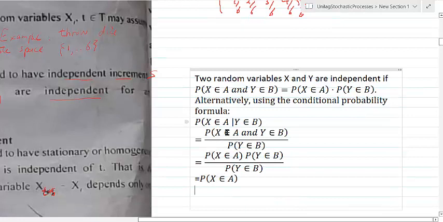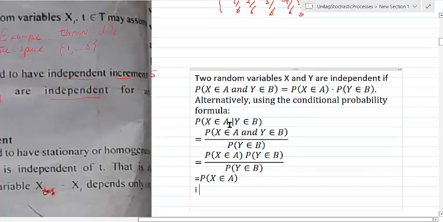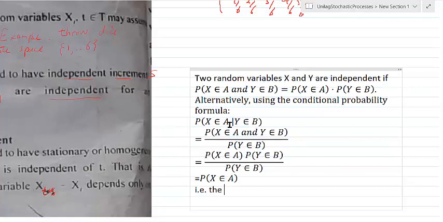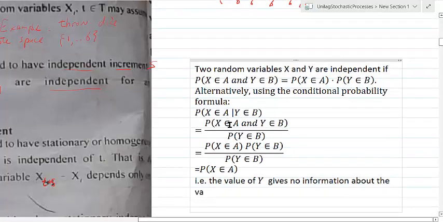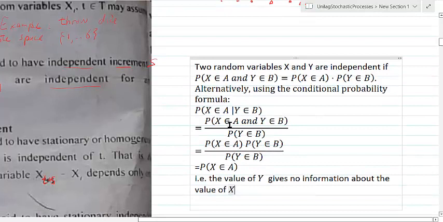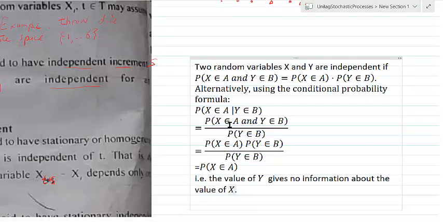What this means is that no matter what state Y is in, the probability that X in A is the same. So that means that the value of Y gives no information about the value of X. Right? So that's what it means that they're independent. Y tells me nothing about the values of X.